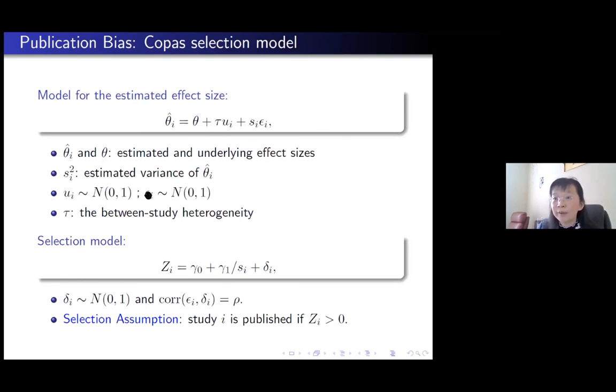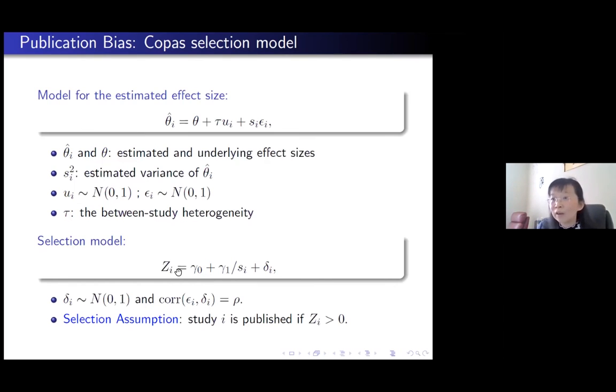Then a separate selection model uses a latent variable Zi for the publication process. Here, study i is published if the latent variable is positive. Different from the complexity of self-reported bias in the second example, publication bias is generally believed to depend on the estimated effect size and its precision.